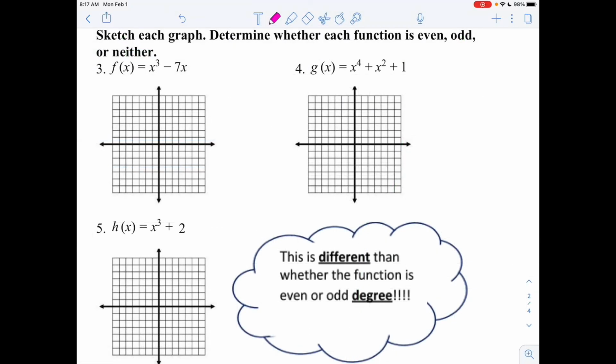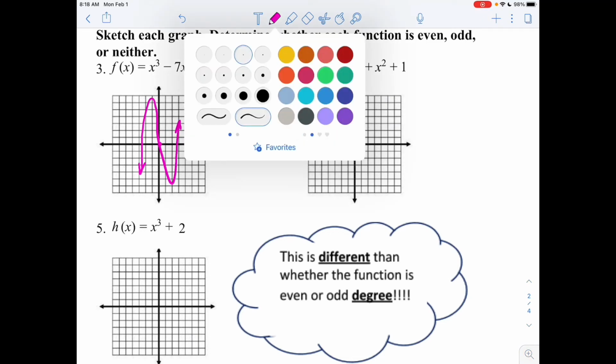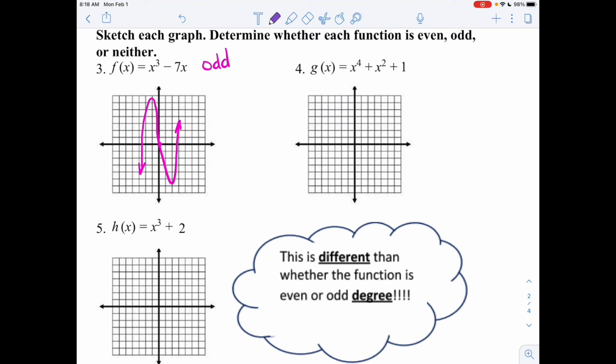We decided that number 3 was odd because it went through the origin and it looked something like this. This isn't perfect, but you get the idea. Just a really rough sketch of what it was looking like. Our second one we decided was even. It kind of looked like a little bit flattened parabola, so a little flatter at the bottom than normal, and it was symmetric about the y-axis, so it was even.